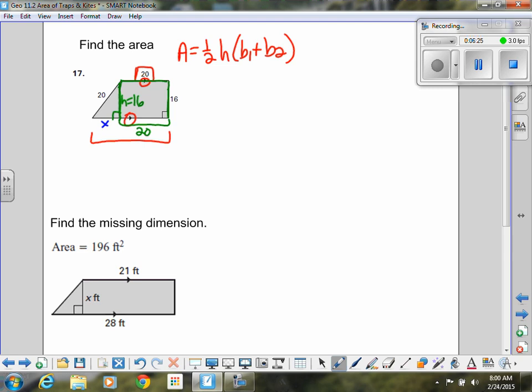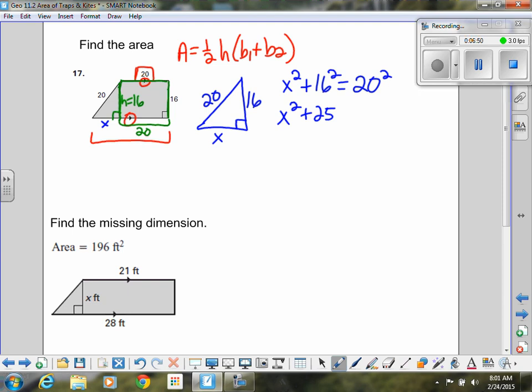So I've created another right triangle. And this side is x. They labeled the slanted side as 20. And we just said that the height is 16. So I'm going to use Pythagorean Theorem again. I'm going to do a squared plus b squared equals c squared. And again, remember that c squared has to be the hypotenuse, which is 20. So if we square those numbers and subtract the 256 to the other side, and then take the square root of both sides, I get x equals 12. So I know that this length right here is 12.